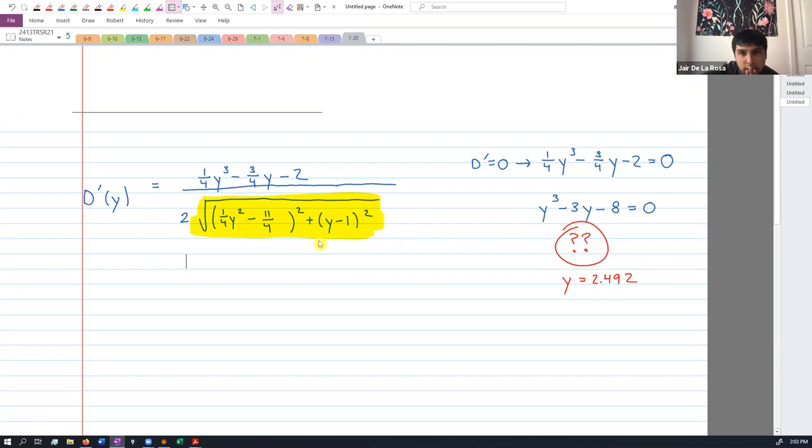Well, each of these are squared, okay? So this is squared plus this is squared, right? So it can't ever be negative. I agree with that. This can never be negative because you're taking something squared plus something squared. So it can never be negative. But how can you promise me that this will never be zero under here?